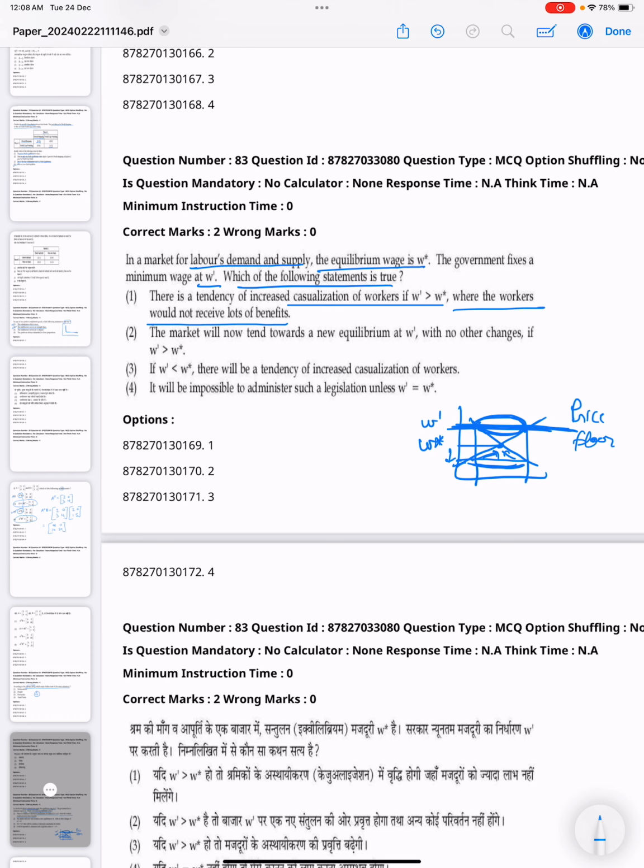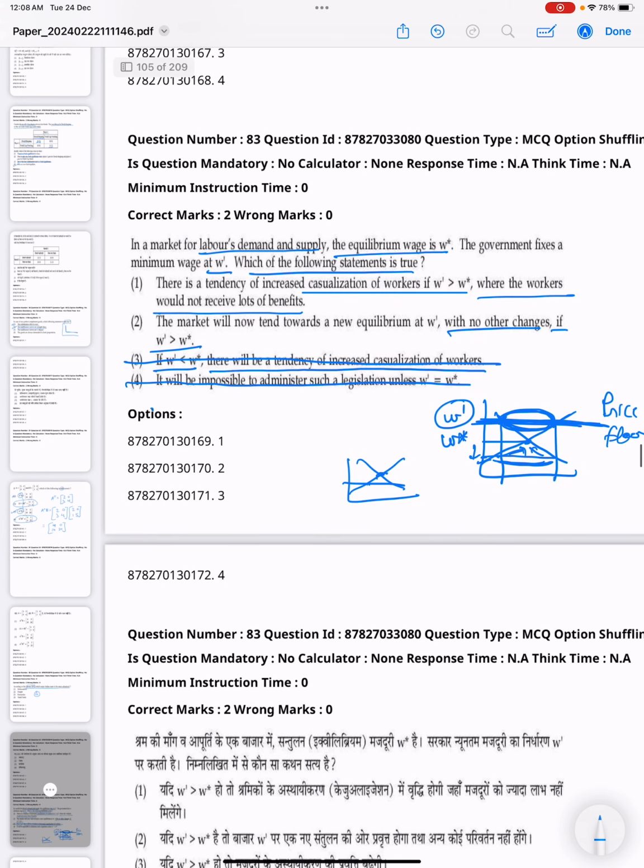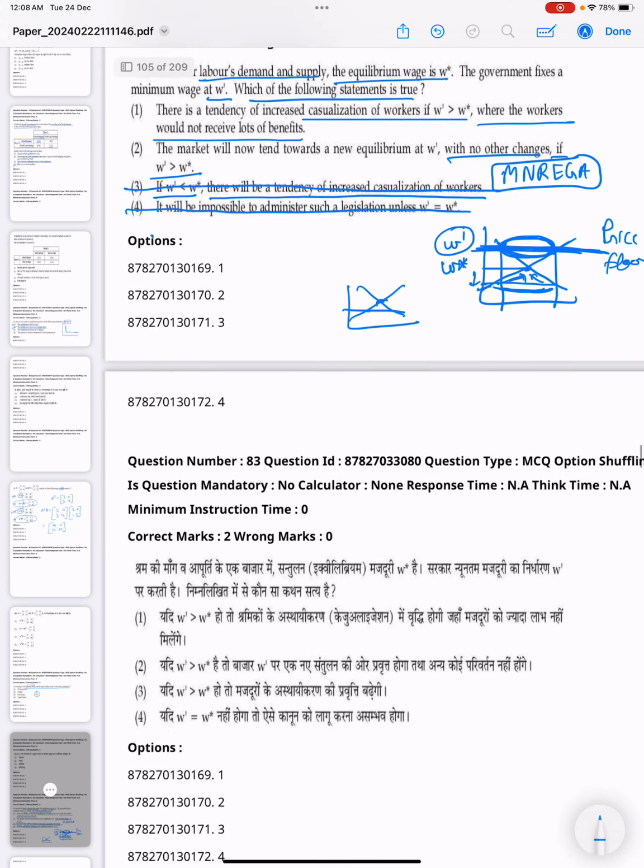The market will now tend towards a new equilibrium at W dash. Okay, with no other changes, if W dash is okay, but there would be excess supply of labor in that. If W dash is less than W star, there will be a tendency of increased casualization of workers. No, if it is less than W star, it will eventually get back to W star. So this is removed. It will be impossible to administer such a legislation. This is also not right, because MGNREGA also leads to ensuring a reservation wage.